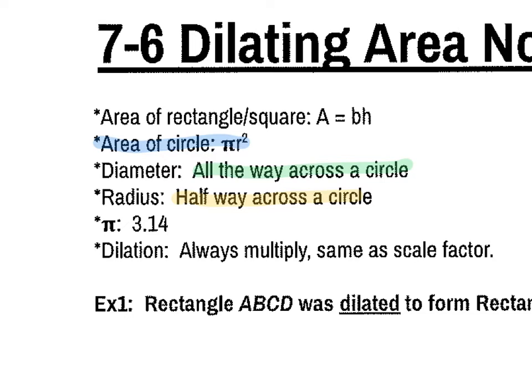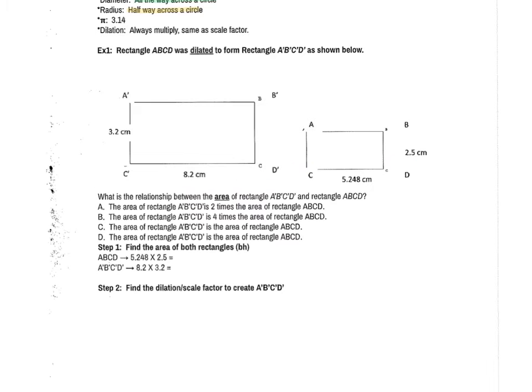And then dilation, which we've been talking about for quite a while now, is making an image bigger or smaller. What you do is you take your scale factor, you multiply it times your original to get to your new one. The big difference now is that we're going to be taking dilations and then comparing them with area. So we're not just doing side to side anymore. We're talking about area for an entire figure.